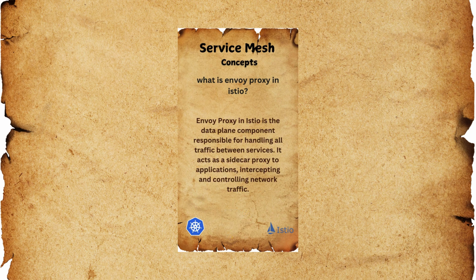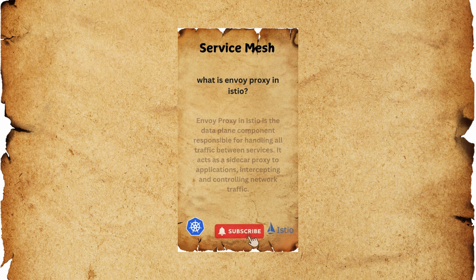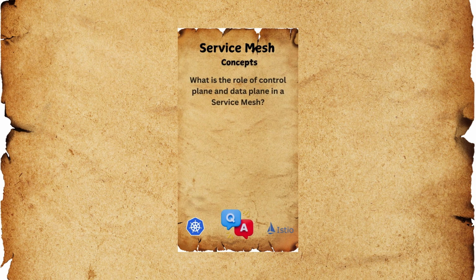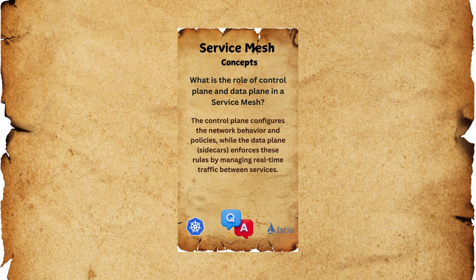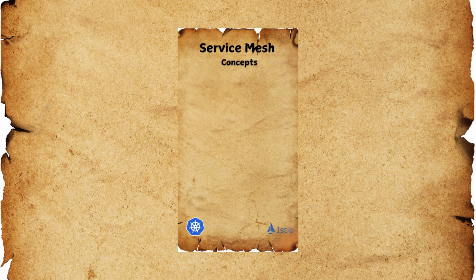Envoy Proxy in Istio is the data plane component responsible for handling all traffic between services. It acts as a sidecar proxy to applications, intercepting and controlling network traffic. What is the role of control plane and data plane in a service mesh? The control plane configures the network behavior and policies, while the data plane, sidecars, enforces these rules by managing real-time traffic between services. How do you enable traffic splitting in Istio?